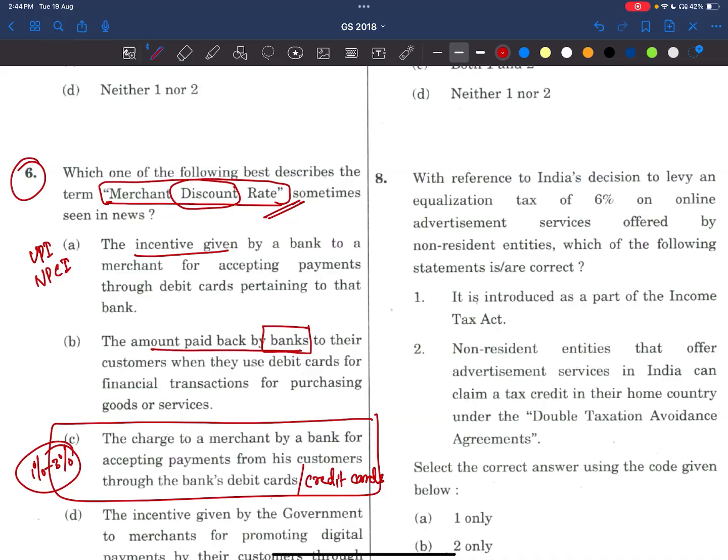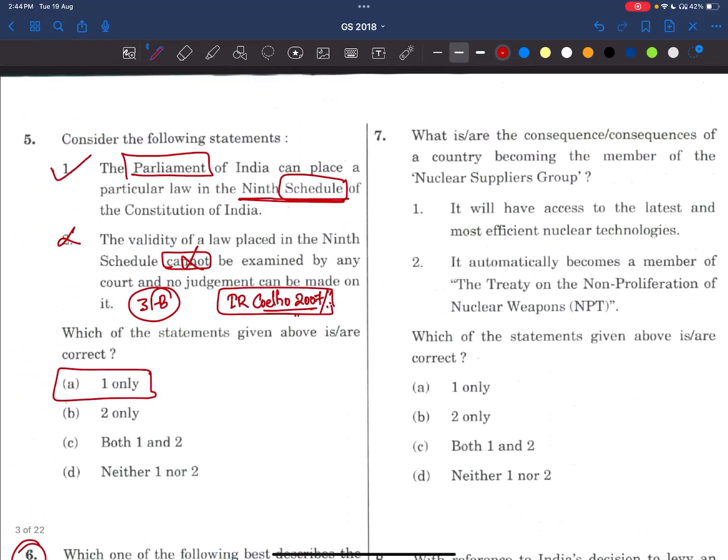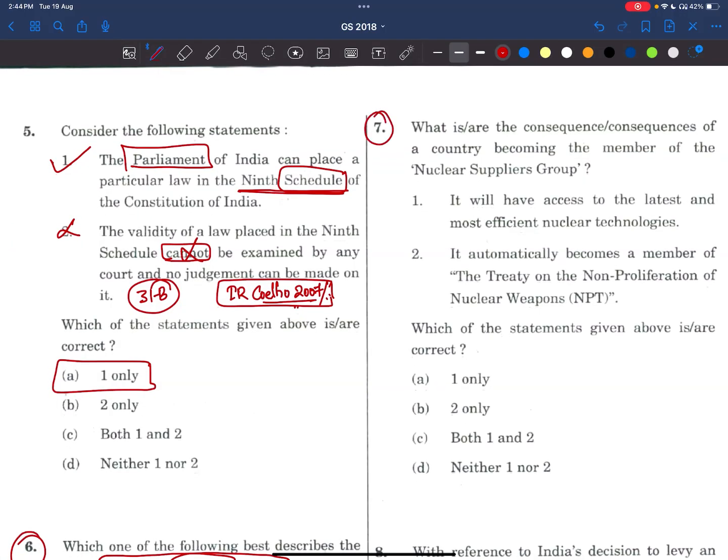Now, coming to the 7th question. What is or are the consequences of a country becoming a member of the Nuclear Suppliers Group? See here, he is asking about the consequences. What we need to learn is what the provisions are to join the Nuclear Suppliers Group. That becomes important, right? So let's keep this aside and go to the statements. It will have access to the latest and most efficient nuclear technologies. Yes, this statement is true.